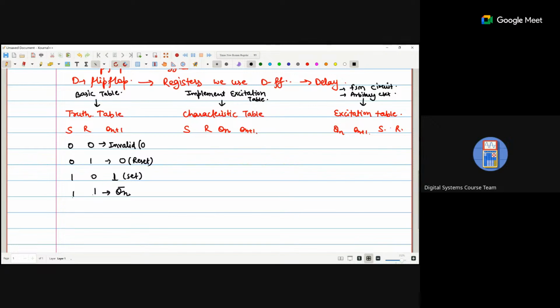Why it is an invalid state? Because Qn plus 1 is equal to Qn plus 1 bar, and that is not possible. Both outputs will be the same.